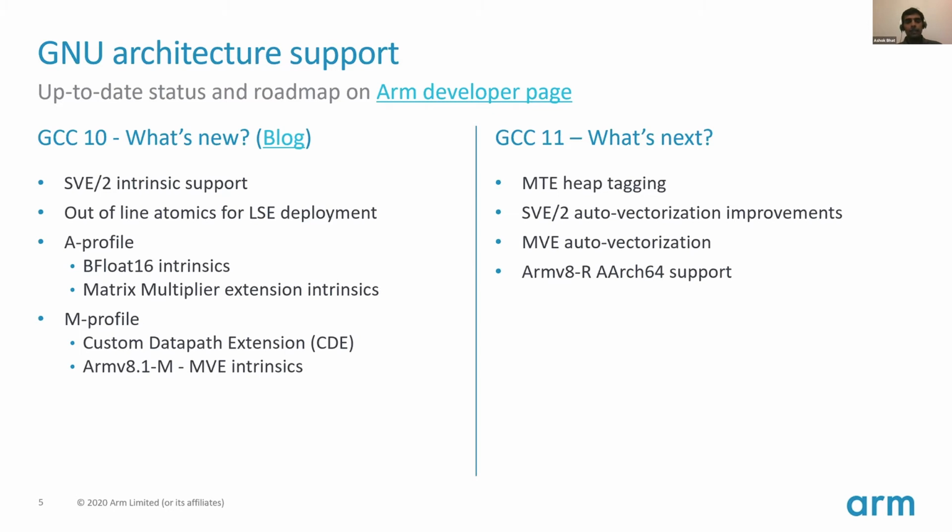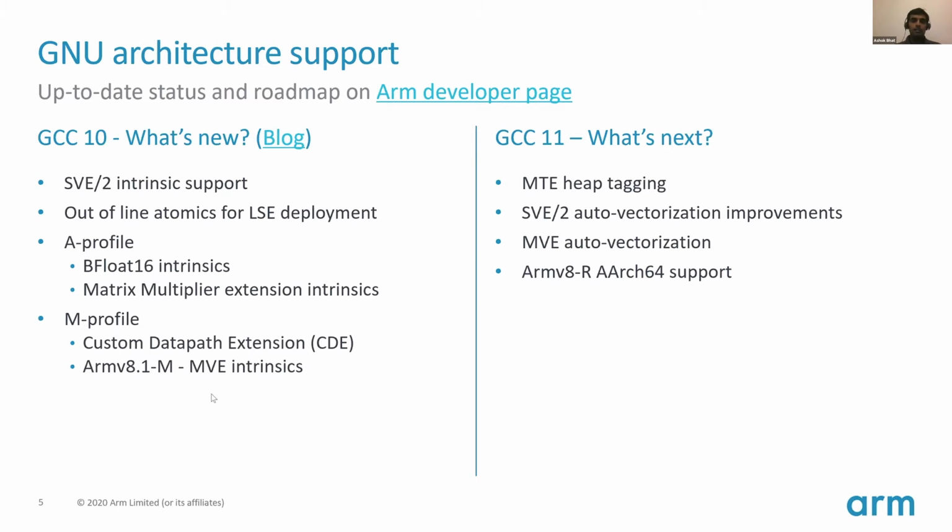So what are we doing next? We're doing MTE heap tagging, and stack tagging is going to be further out. Then we are doing SVE auto-vectorization improvements, MVE auto-vectorization. So GCC 10 did not support MVE auto-vectorization. GCC 11 will support some MVE auto-vectorization and GCC 12 will have further support. And then the ARM AArch64, ARMv8-R support. So the 64-bit R profile support will be added in GCC 11.